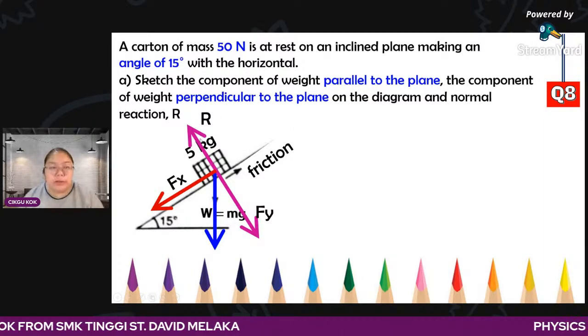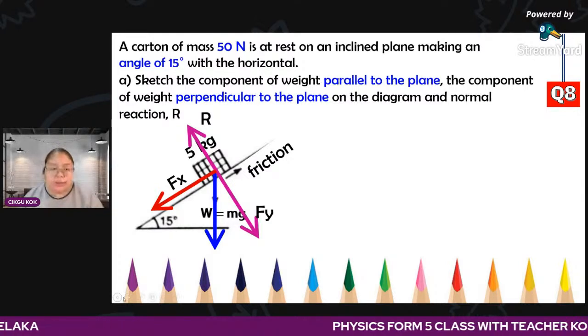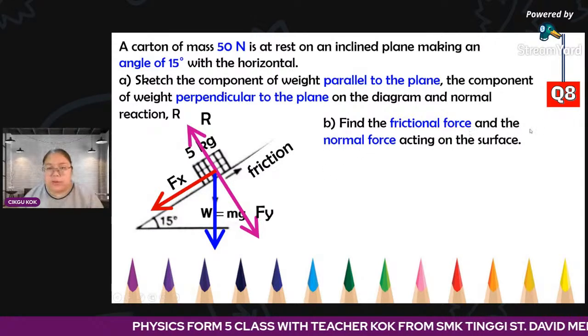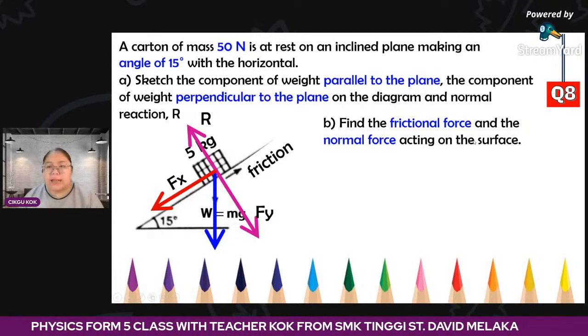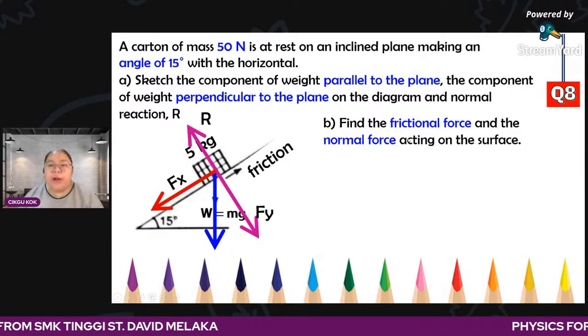Now this is the first question, I have sketched already. Now we need to go to another question. Find the frictional force and also the normal force acting on the surface. Normal force means normal reaction. So from here, you need to find the friction.